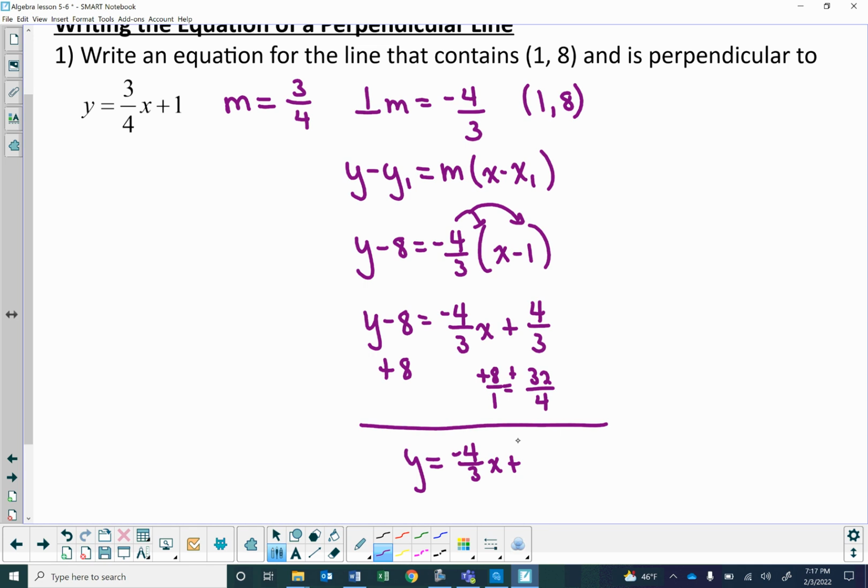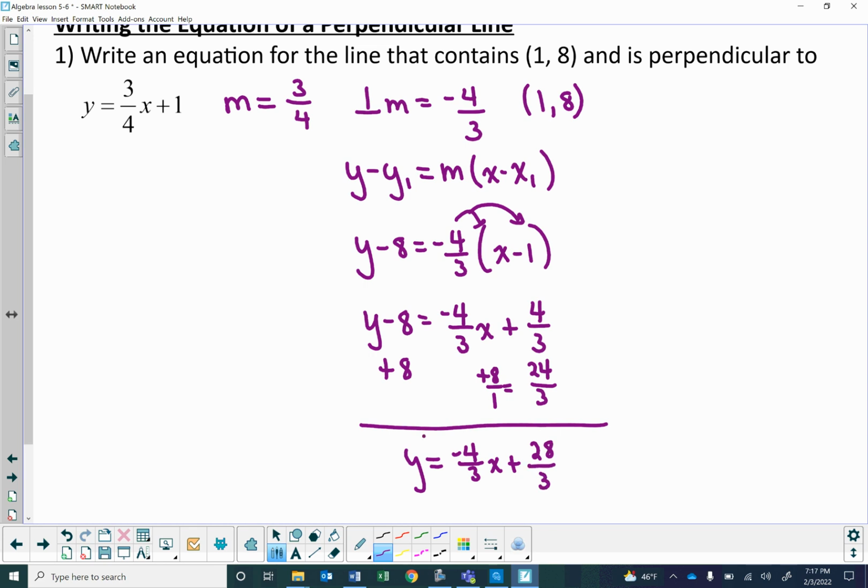Oops, that's not right because I didn't need 4, so I need thirds. So let's go back here and multiply this by 3 instead. So 8 over 1 is the same as, multiplied by 3, 24 over 3. Okay, because 8 times 3 is 24. So 8 over 1 is the same as 24 over 3. 24 plus 4 is 28/3.